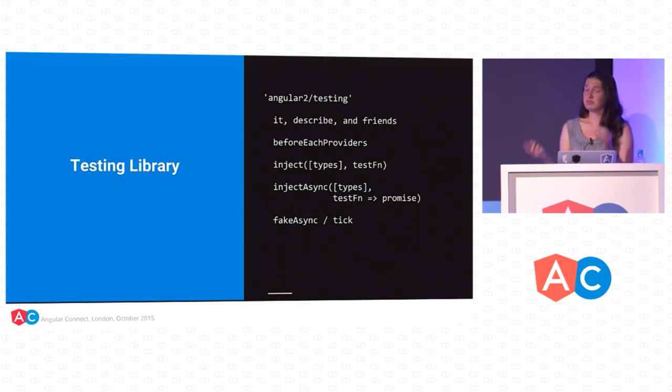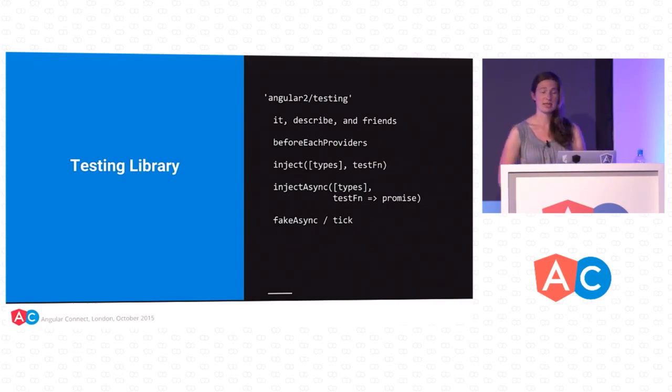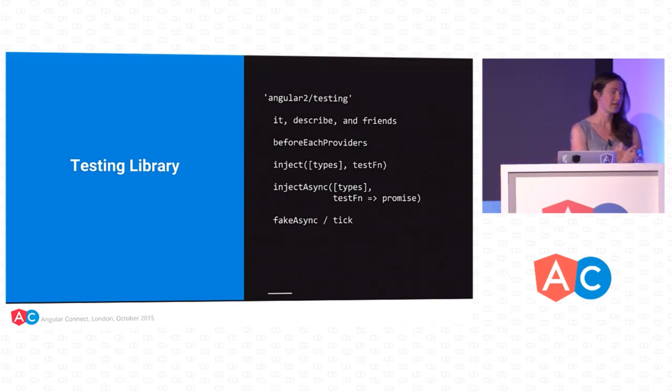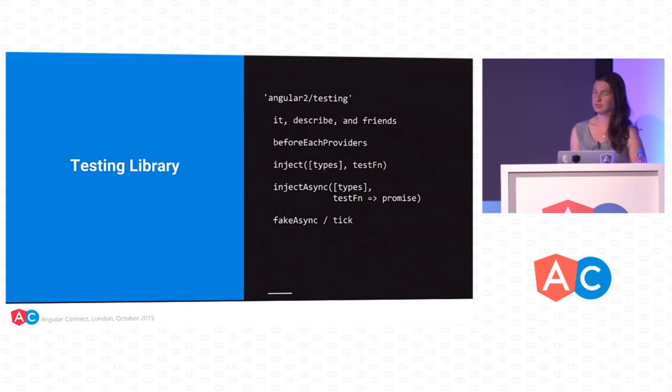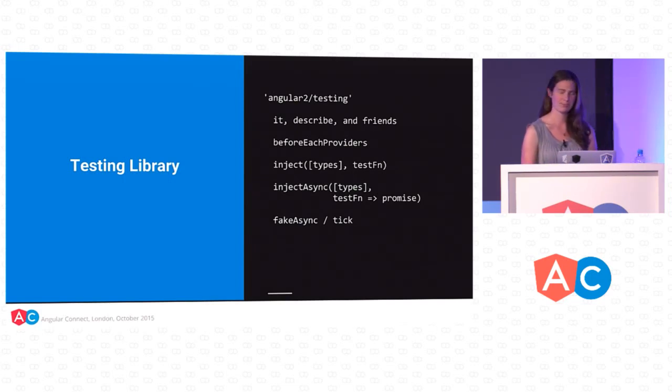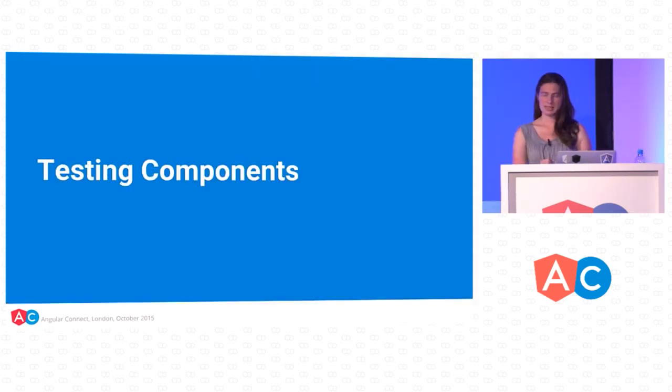So, as a quick summary of what we've done so far, we've looked at the Angular 2 testing library. We've seen that you'll import wrappers for Jasmine it and describe functions from there. We've used beforeEachProviders to set up our test injector and the inject function to get at values that we've set up, remembering that we need to return promises from injectAsync. And we looked at fakeAsync and tick to simulate async actions. So now let's go ahead and test some components.